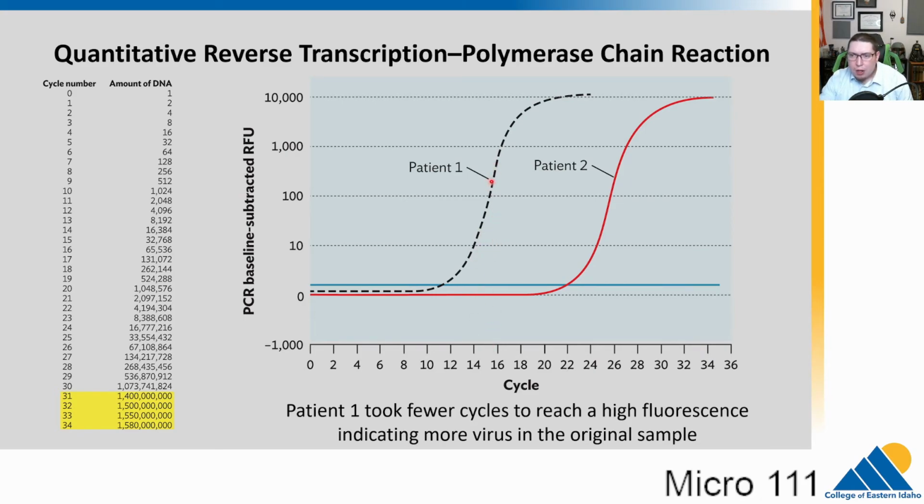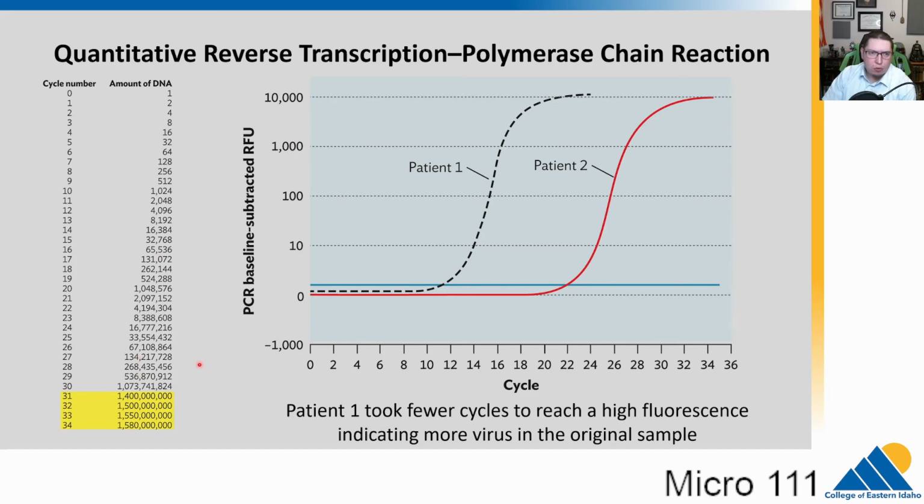Okay, so if we look at this, patient 1 started going into this exponential phase at cycle 14 or 15, I'm going to say. Whereas patient 2, it took all the way up till cycle 25 or 26 for them to go into that exponential phase. What's that mean about how much DNA they started with, or viral RNA they started with? Well, if it takes less time to get to a high number, that means we actually started to begin with a much higher amount. So this patient, because they took fewer cycles, had more viral RNA in their sample than patient 2, which took longer to go up to this high level.